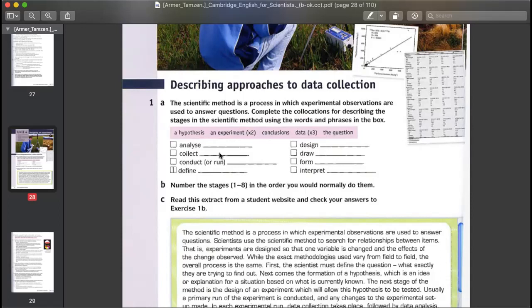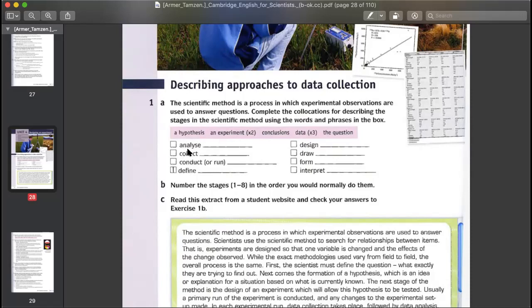But what do you think with analyze? You will analyze what in the stages in the scientific method, or the process of experiment? Will you analyze hypothesis and experiment, or a conclusion, or a data, or the question? What do you think? So you will analyze, of course, the data. You analyze information, right? So the data, you will take one here and put it in the analysis of the data. So analyze data.